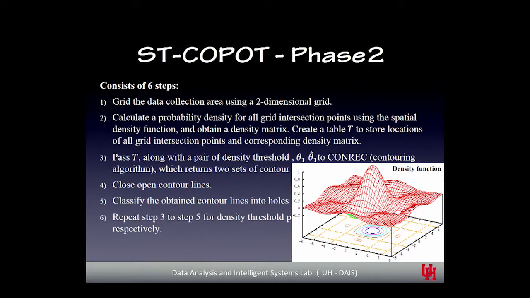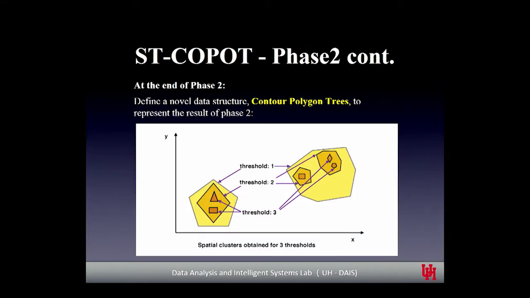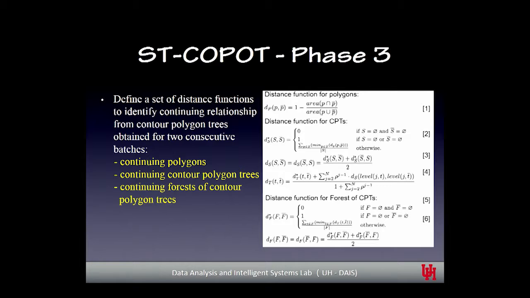After the second phase, you already have the dense regions. So how do we add the time to it? That's the question: does the cluster continue or does it disappear? What we do is propose a set of distance functions, about 7 or 8 of them. Each distance function calculates the distance between the contour polygon trees you identified for consecutive batches.